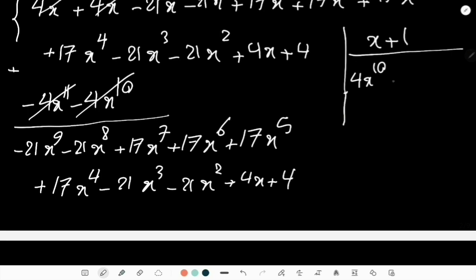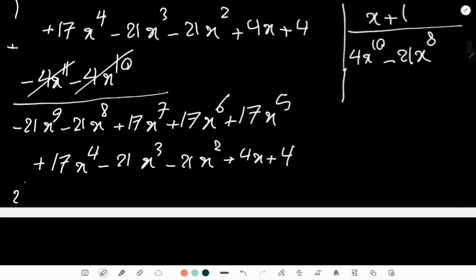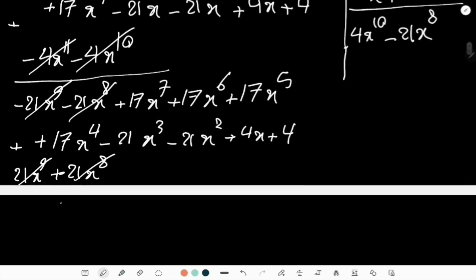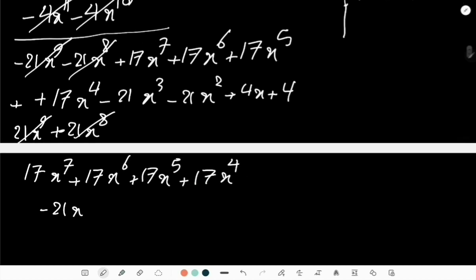As I said, I just do it so that you guys also get familiar with this. I'm sure many of you know this. So minus 21x^8 I get here, and then again I multiply, then I get plus 21x^9 plus 21x^8. You have to add them up, then this cancels this cancels this, then I get the rest, right? x^6 plus x^5 plus x^4. And here I have minus 21x^3 minus 21x^2 plus 4x plus 4.